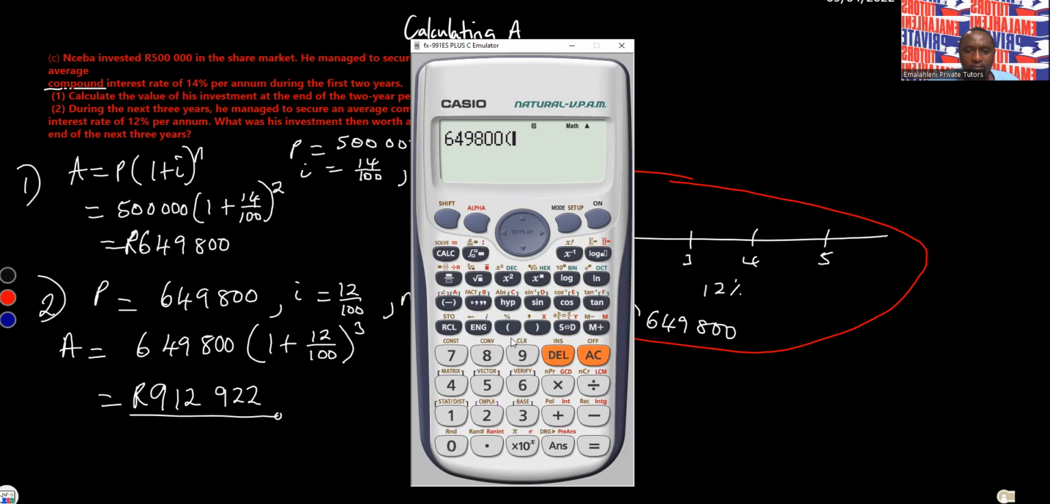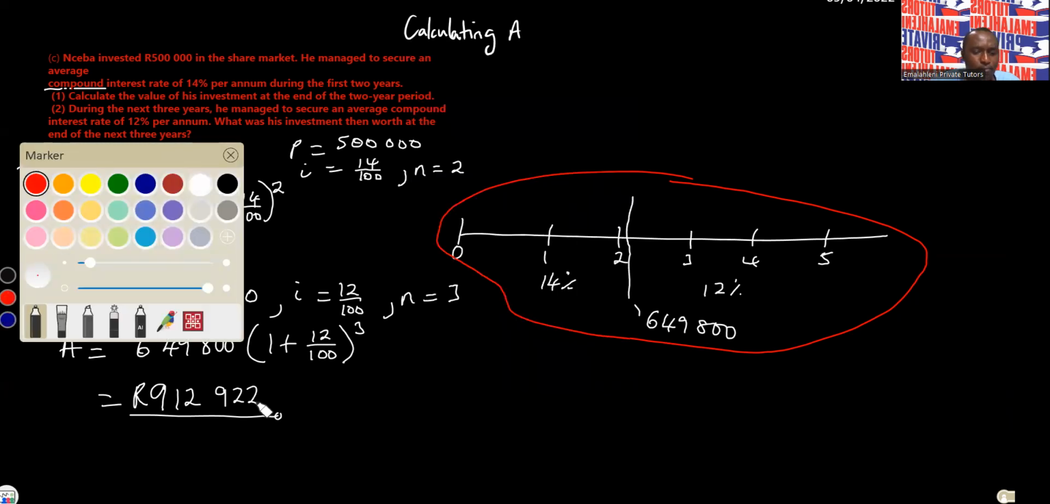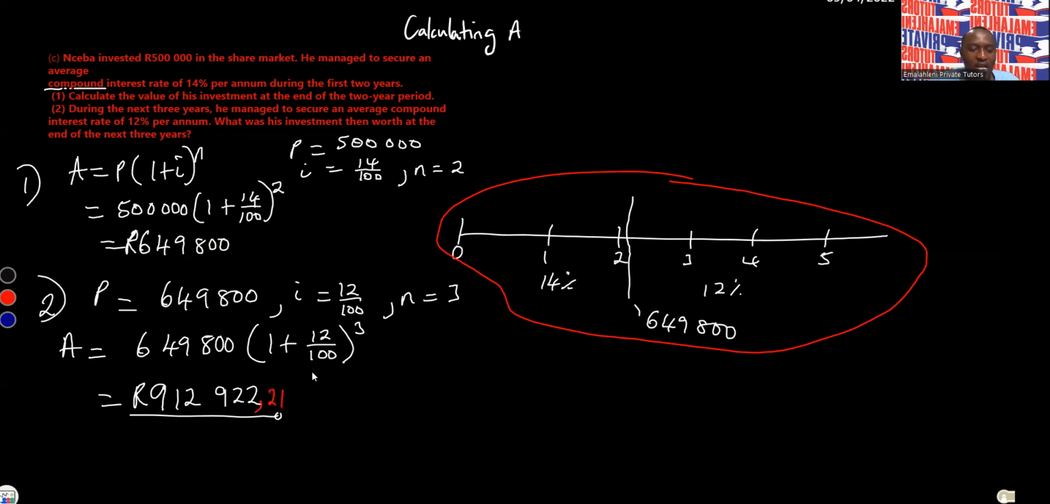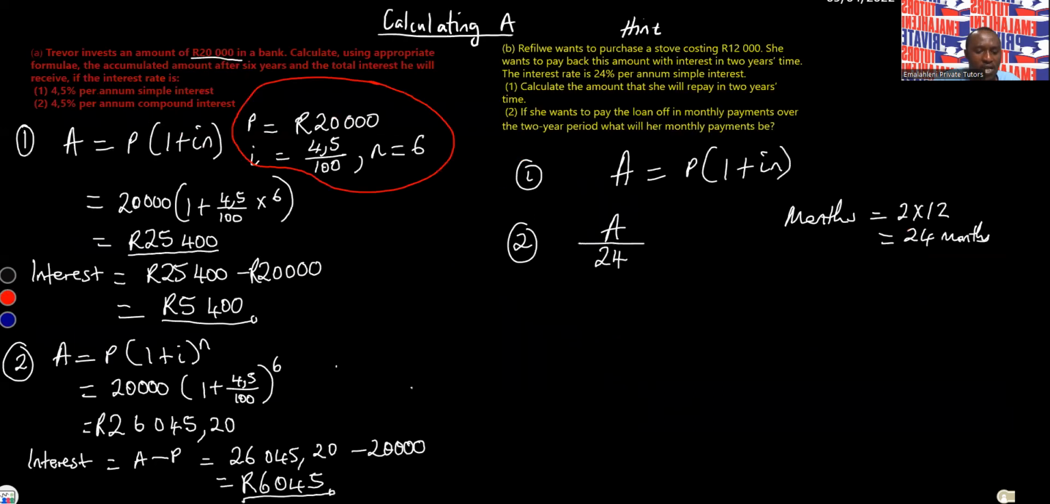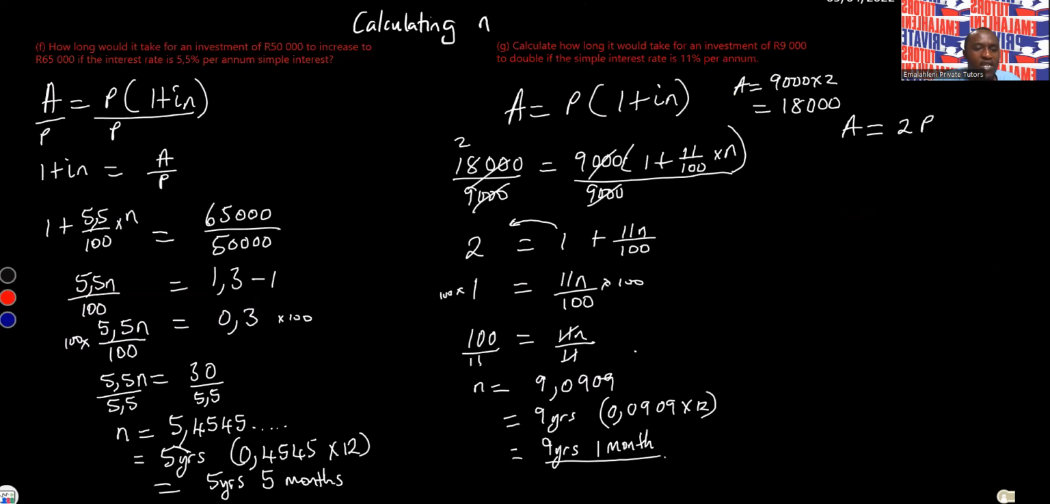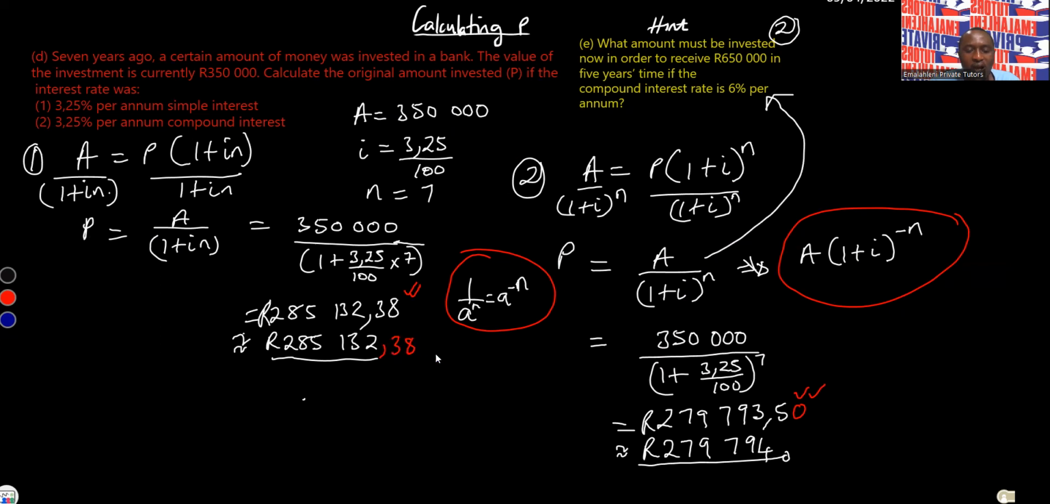It was 649,800 in bracket 1 plus 12 over 100. Okay, so it was 21. Okay, so it's going to be comma. I'm putting this one with the red so that you know that your answer, you must leave it in 2 decimal places. So here again I'm going to put it in a comma 20 there. This one is fine. Then this one is also fine. That's what you must always remember, that your answer should be left in 2 decimal places, unless specified to leave it as a whole number.